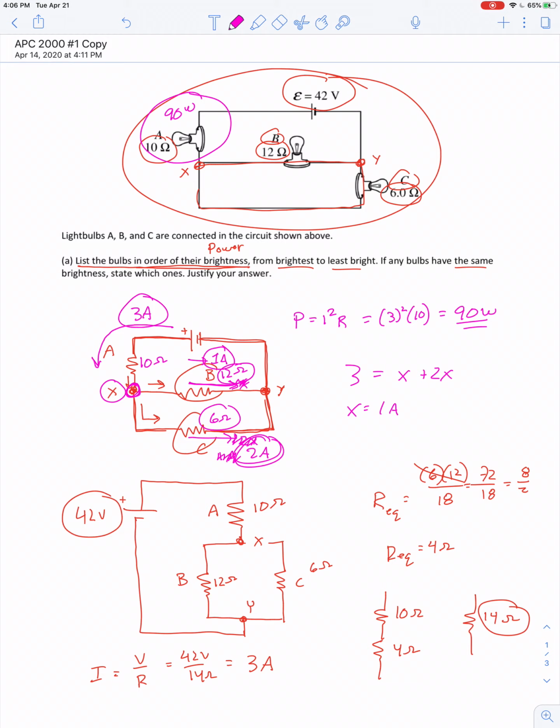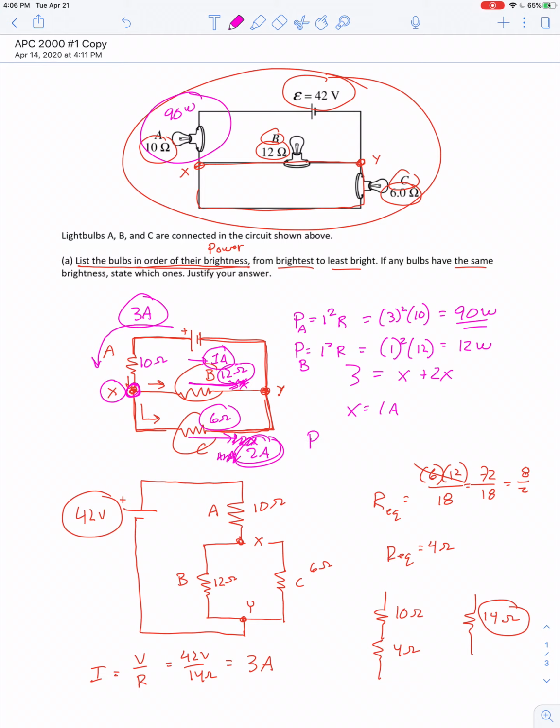All right, so power is current squared times resistance. So we already found the power for bulb A. Let's find it for bulb B. The current is 1 amp. We square that. We multiply it by a resistance of 12 ohms. Oh, so we get 12 watts. Clearly not going to be as bright as bulb A.